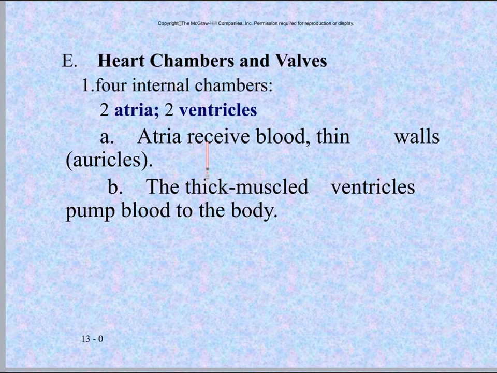The atria in the top receive blood, so blood's coming in from the trunk, the head, arms, and legs. And we notice that the atria are very thin-walled. Sometimes we call it the auricles. Okay, on the bottom, the ventricles are much thickened. They will pump blood to the body or pulmonary circulation as well, so you could mention that there.